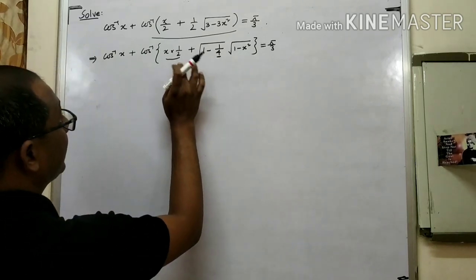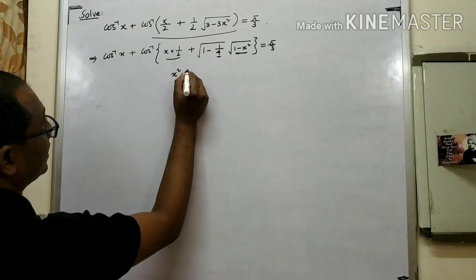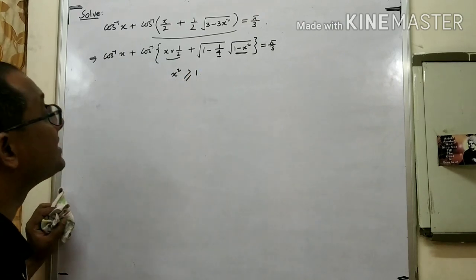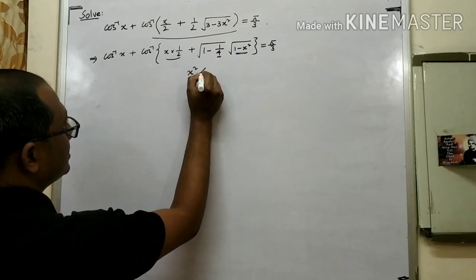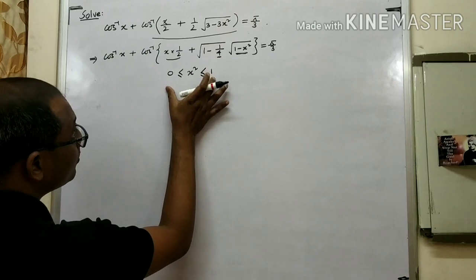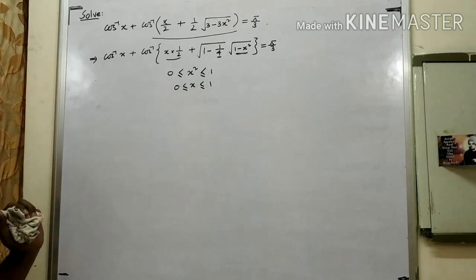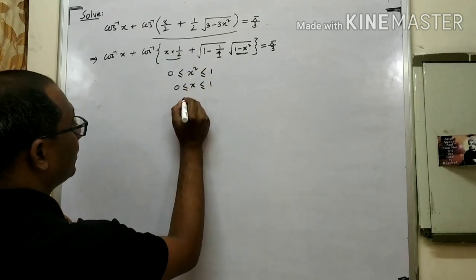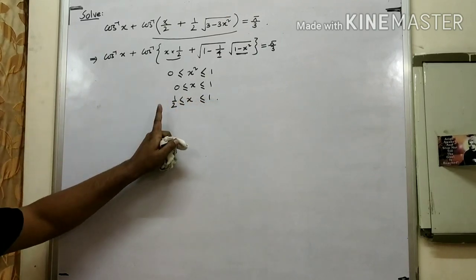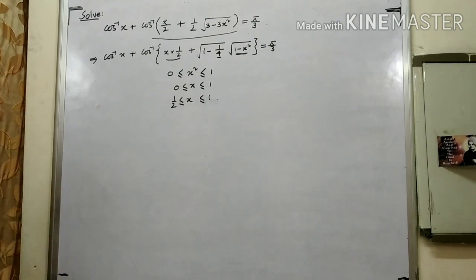Now how to check whether x is greater or half is greater? From here, for this function to exist, I must have x square less than or equal to 1. And obviously x square will always be greater than 0. So x square lies between 0 and 1, which means x also will lie between 0 and 1. Since we are looking at half, I can say that x is greater than half but less than 1. So ultimately x is greater than half.